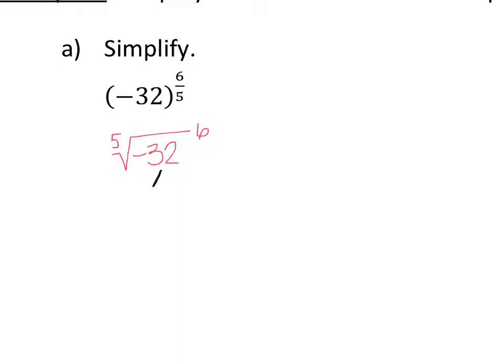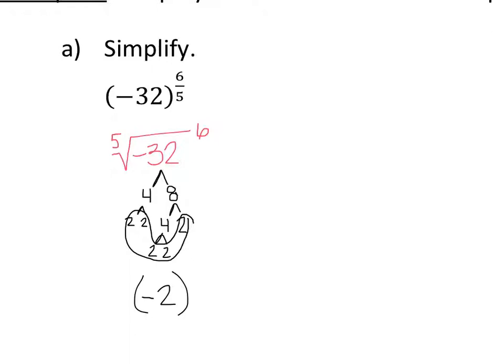Break down 32. 4 and 8, which is 4 and 2, 2 and 2, 2 and 2. We're looking for sets of how many? 5. There are 5 2s. Now, it was a 5th root of negative 32. So really, what's the 5th root? Negative 2. So now we have negative 2 to the 6th.